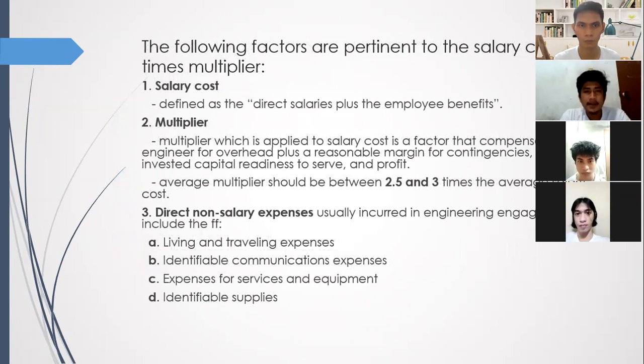The following factors are pertinent to the salary cost times multiplier. 1. The salary cost. 2. Multiplier. 3. Direct non-salary expenses. Salary cost is defined as the direct salary plus the employee benefits.